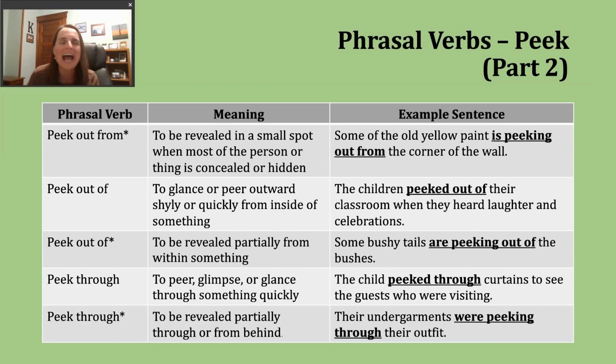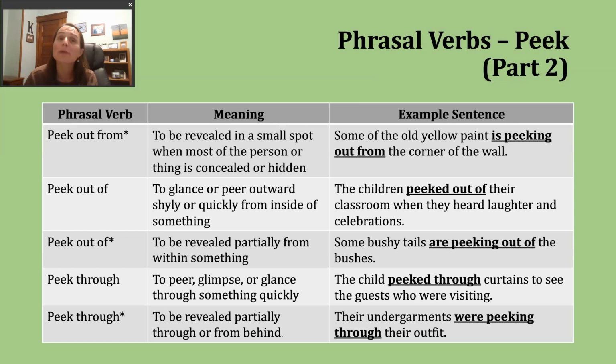Let's continue looking at our phrasal verbs. The second way to use peek out from means to be revealed in a small spot when most of some person or something is being concealed or hidden. An example of this might be, some of the old yellow paint is peeking out from the corner of the wall. Okay.